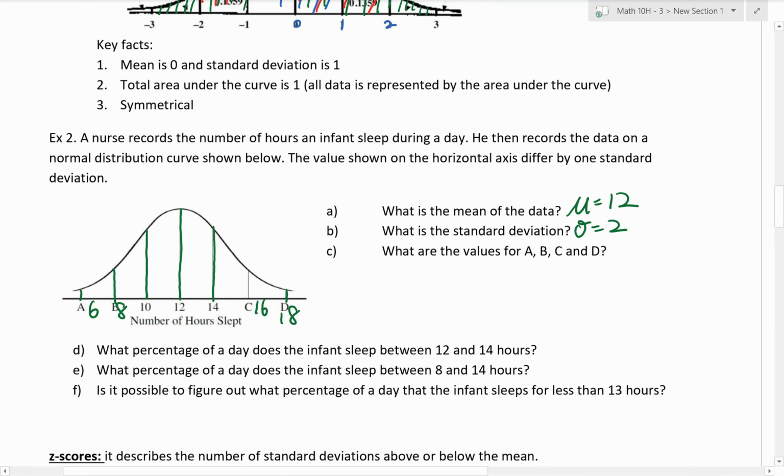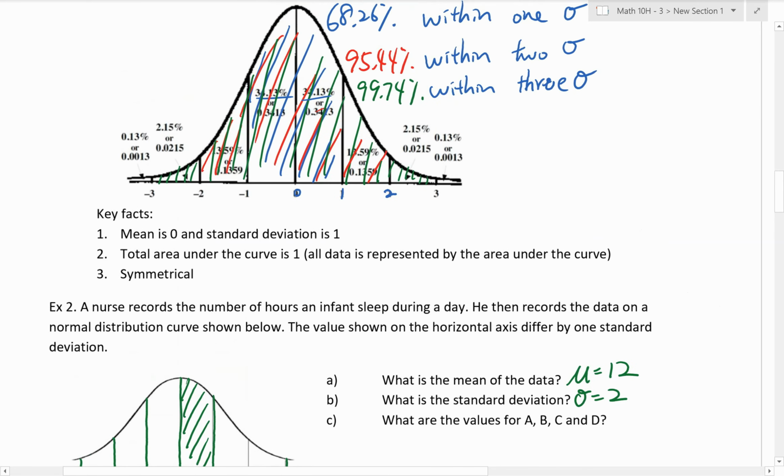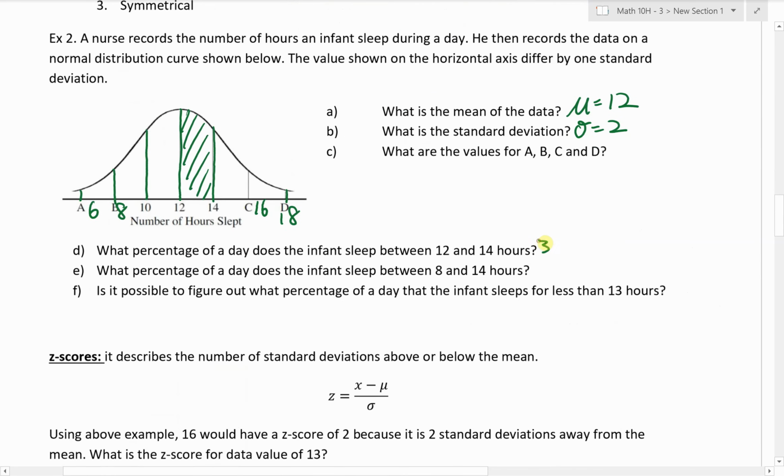Part D is, what percentage of a day does the infant sleep between 12 and 14 hours? So we're looking at this area. If you look at this, it will be approximately 34.13%, based on our standard normal curve. That is approximately 34.13% because we're looking at this region right here.